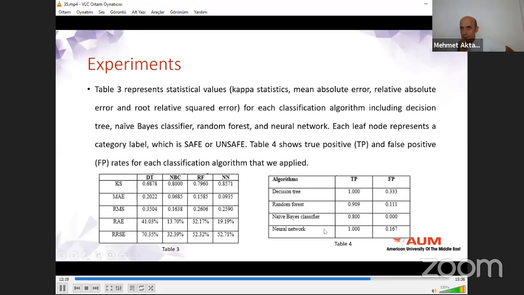Based on this, it shows the true positive and false positive rates for each classification algorithm, as shown in table 4, where the true positive is an outcome in which the model correctly predicts the right class, whereas false positive is a result wherein the model incorrectly predicts the right class. These values are based on the statistical values. We can see that for neural network and decision tree, the values are the same, whereas the false positive rate of neural network is comparatively less, and naive Bayes is also null.